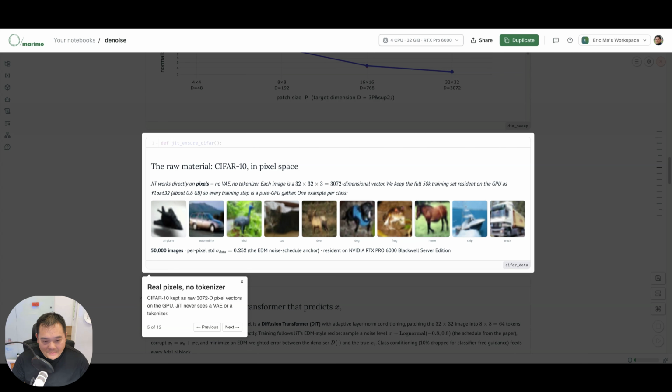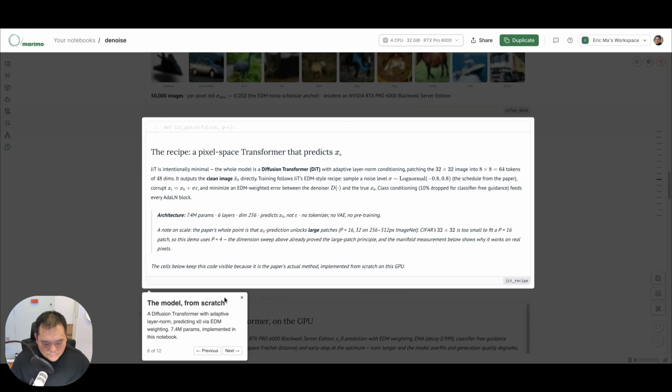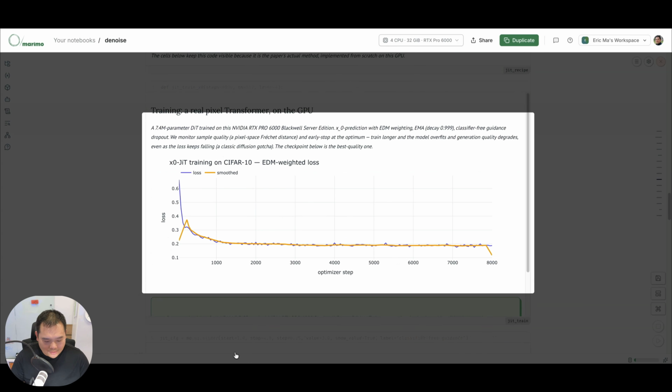So that made me build the real thing using the CIFAR dataset as raw pixels on the GPU, no tokenizer, no VAE, just fed to a diffusion transformer of about 7 million parameters, written from scratch in the Marimo notebook. Then I trained it on a Blackwell GPU. Honest about scale, this is a sketch, not a paper's 600 epoch run across 8 H200, but it is a real pixel transformer, enough to put the idea to work.